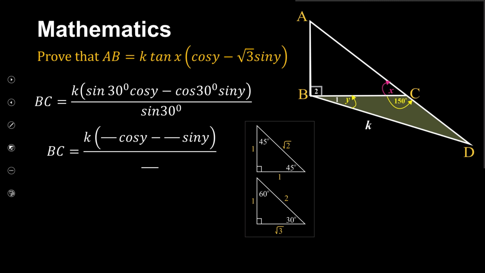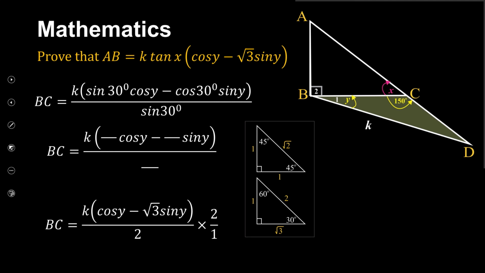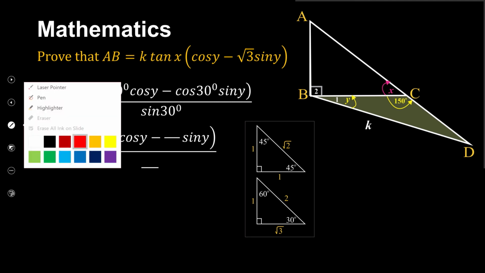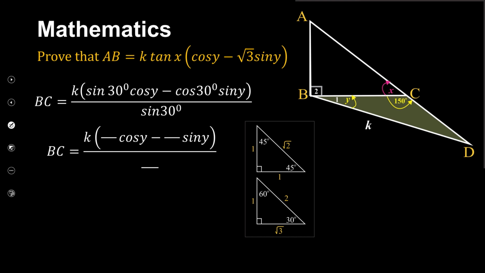So sine of 30 is opposite. Oh, sorry about that. Sine of 30 is opposite over hypotenuse. So it's going to be 1 over 2. Cos of 30 is adjacent over hypotenuse, so it's going to be root 3 over your hypotenuse, which is 2. We're using that triangle. And sine of 30, again, is going to be a half. So for the denominator, we've got a half again.